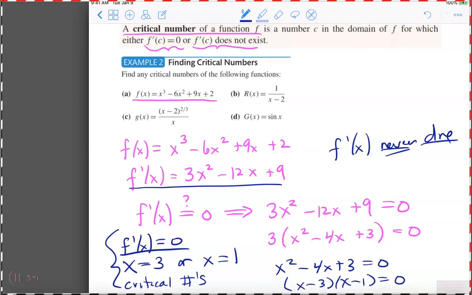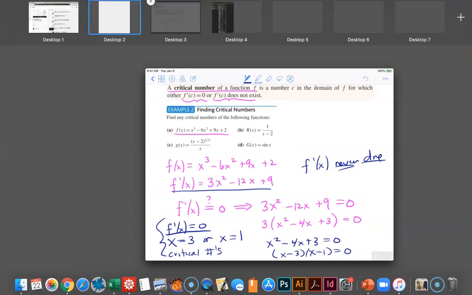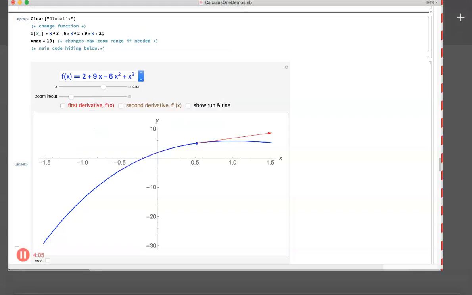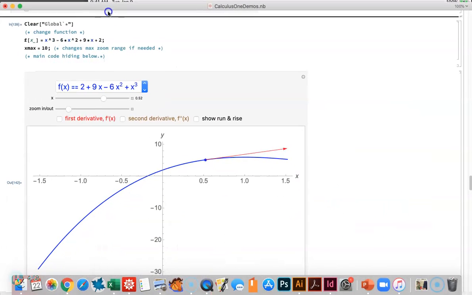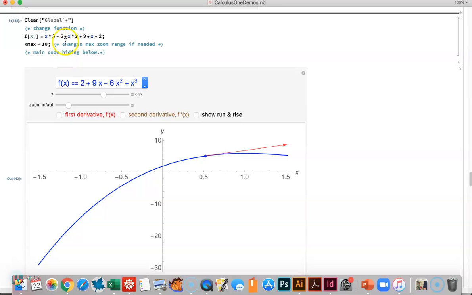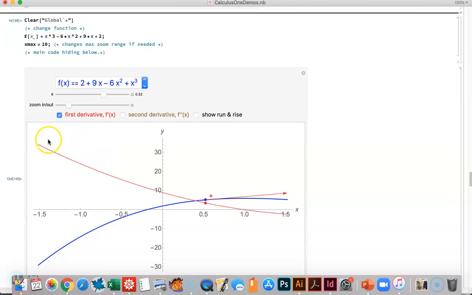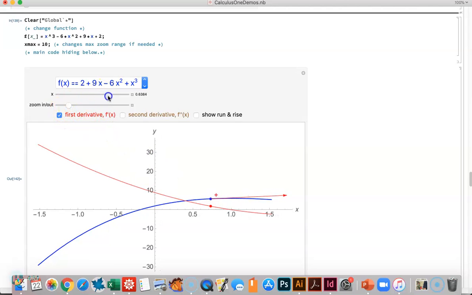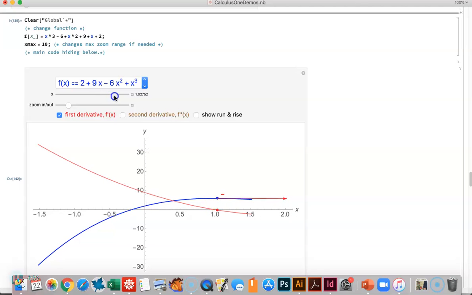Okay, so let me bring in a graph of this problem. Here is the function x cubed minus 6x squared plus 9x plus 2, as promised. We looked at the first derivative, and we can see that the first derivative is this graph, and it does cross 0. The derivative is equal to 0 at 1. And we know that what that means is that at 1, the tangent line has a slope of 0.